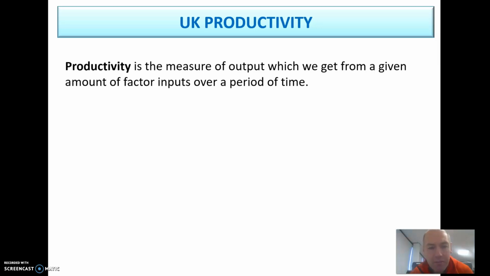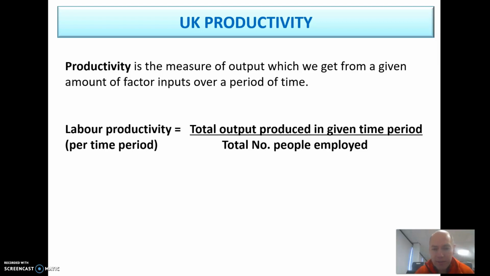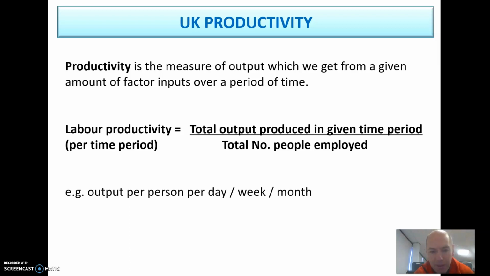Okay, hope you guys enjoyed the video. Just in terms of productivity, remember what we're talking about. It's a measure of output which we get from a given amount of factor inputs over a period of time. In terms of the most commonly known phrase, we talk about labour productivity, which is output per unit of time. To work that out, we divide the total output provided by the total number of people employed. An easier way of saying that, output per person, per time period, whether that's per day, per week, per month, per year.